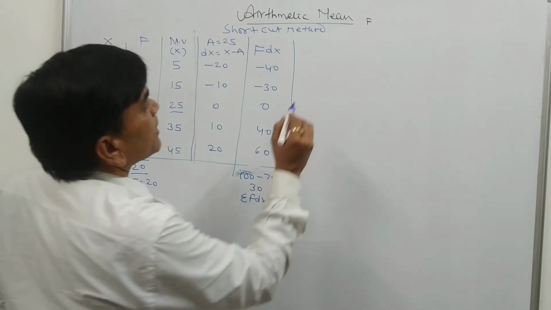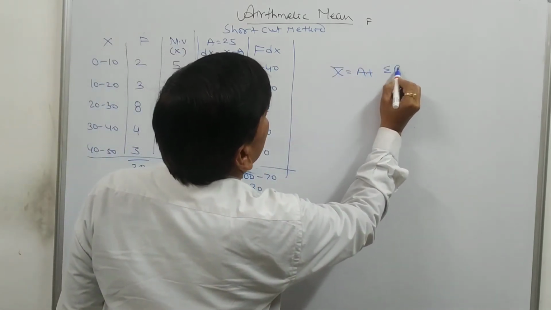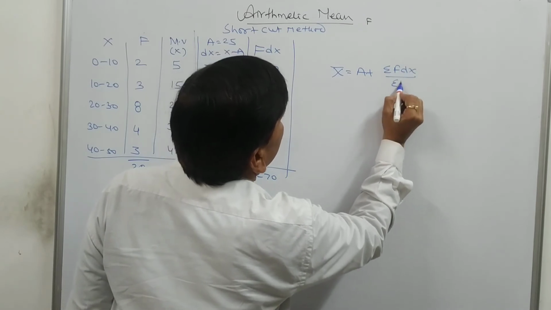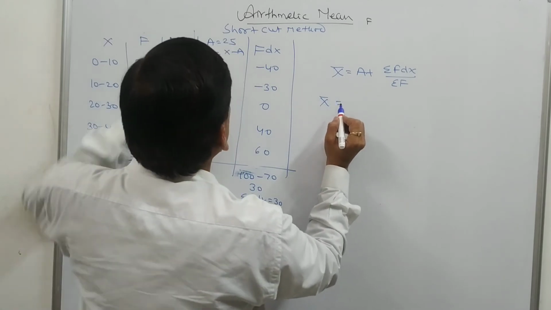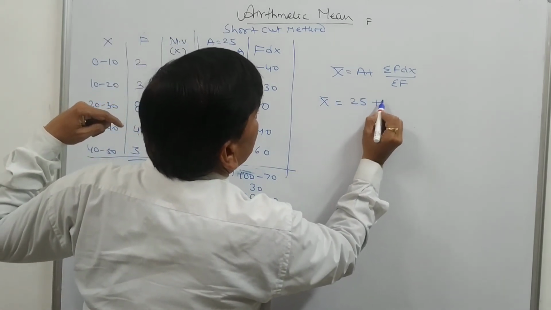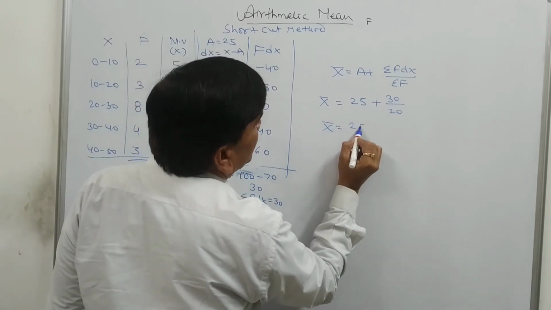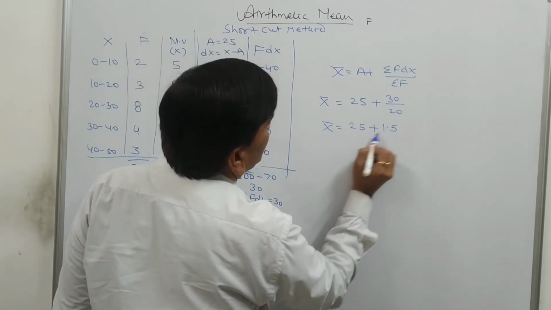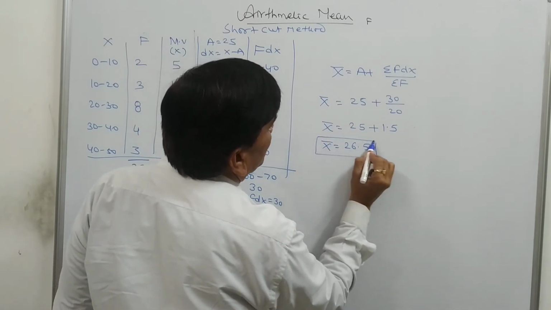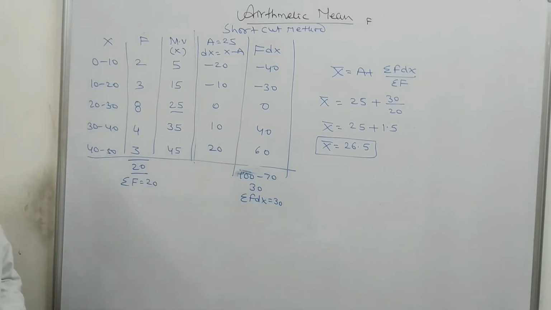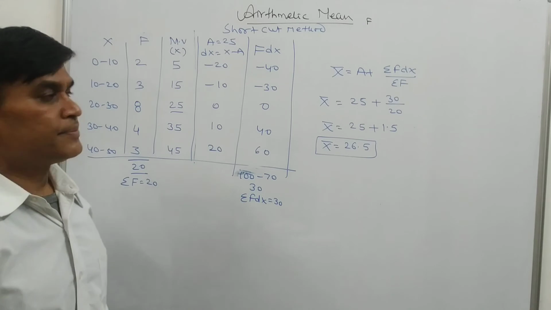For the shortcut method, the formula is x bar is equal to assumed mean plus sigma f dx divided by sigma f. So the assumed mean is 25 plus 30 upon 20. So the value of x bar is equal to 25 plus 1.5. So the value of x bar is equal to 26.5. So this is the shortcut method to calculate arithmetic mean.